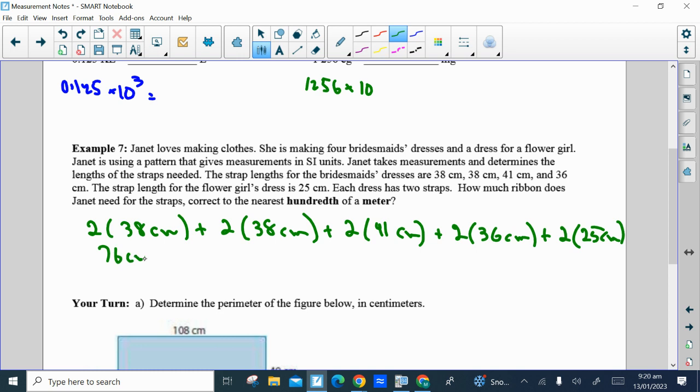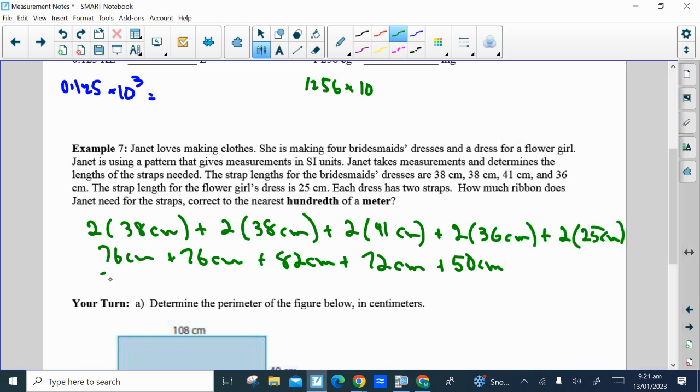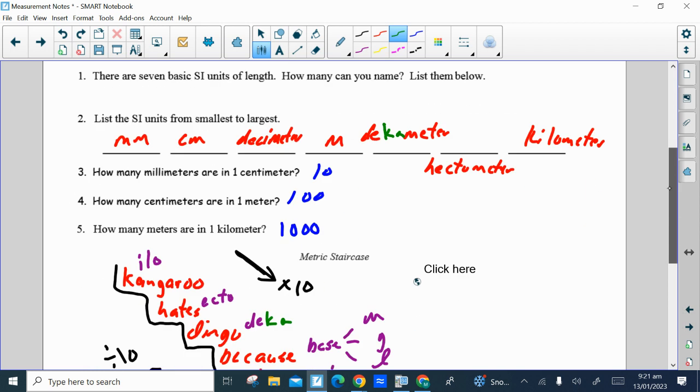So that gives us 76 centimeters plus another 76 centimeters plus 82 plus 72 plus 50. A total of 356 centimeters is what is required. But we're asked to write this to the nearest hundredth of a meter. So we now need to go from centimeters to meters. So back to the metric staircase we go.